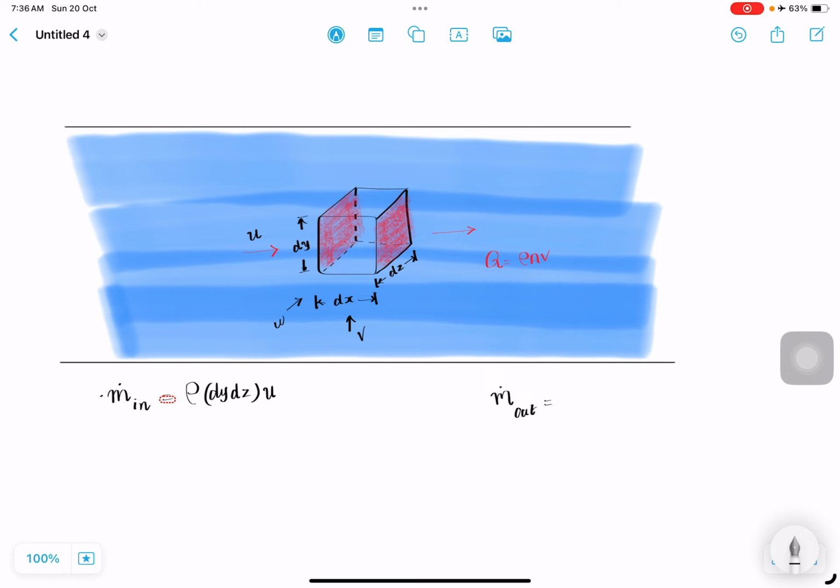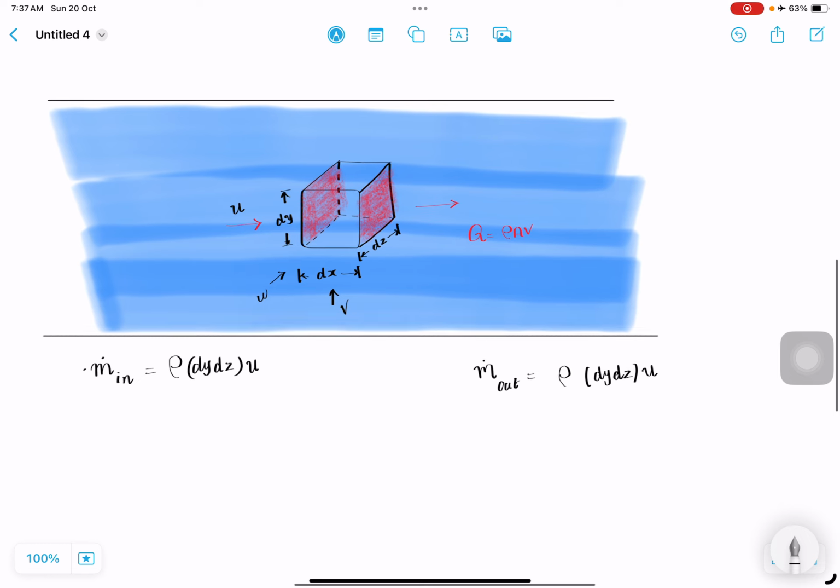So it is the same equation. It is rho a v. So let me represent that. It is the rho, the area is dy dz, and the velocity is u, but let us say that there is a small change. How that change comes, let us think about that a little later. For now, just accept my word for it. Let us say that there is a small change.